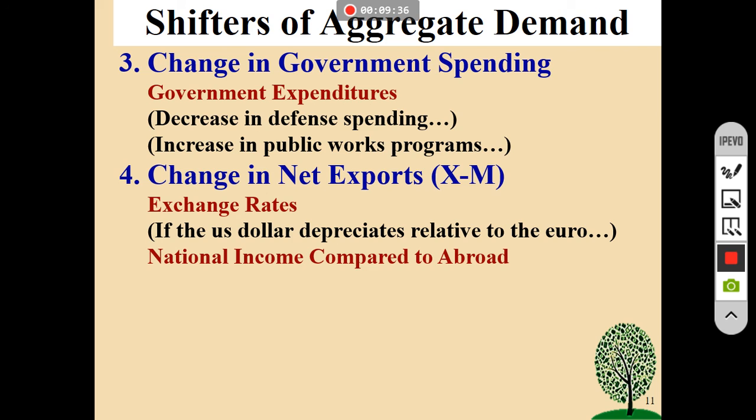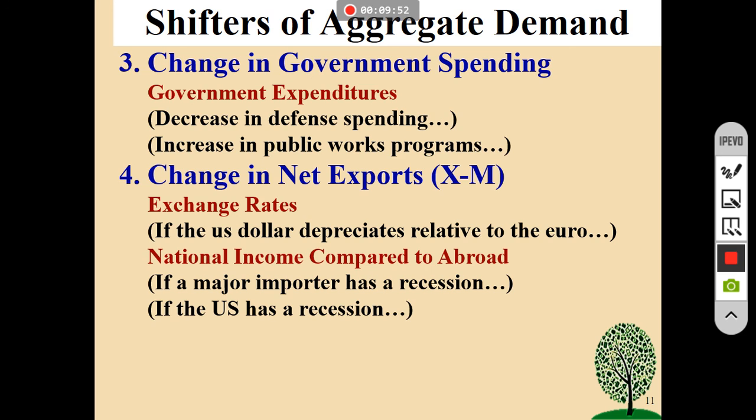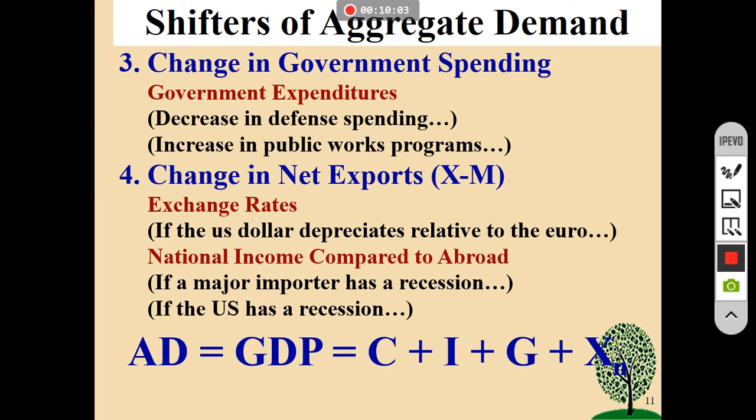National income compared to abroad, right? If one of our major importers, someone who's buying stuff from us, like Canada, for example, goes into a recession, right? That's going to decrease our net exports and slow down our economy, so AD goes to the left. If we enter a recession, right, that's going to affect how much money we have to spend, right? Everything's going to kind of slow down. So that will shift our AD curve.